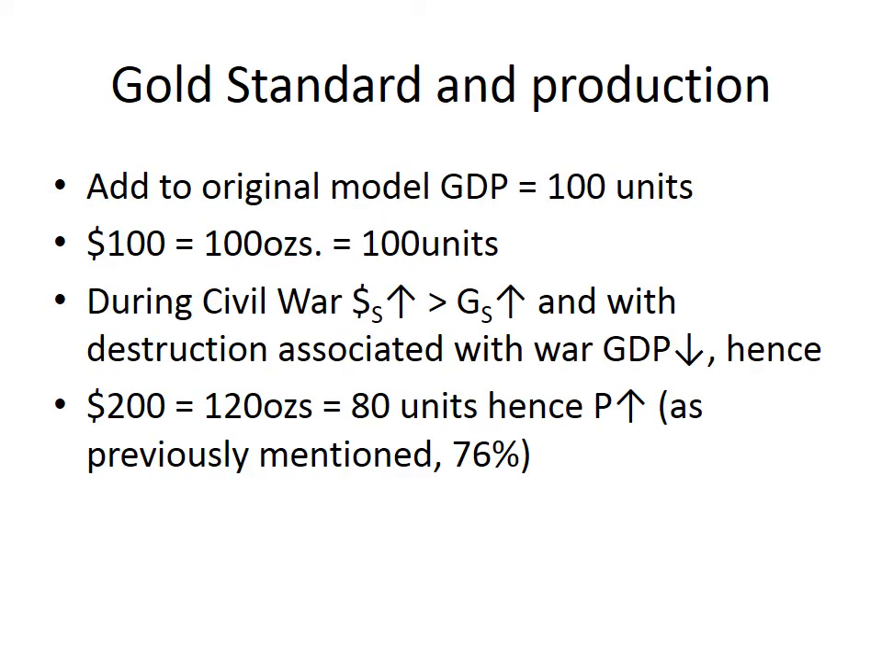Into this mix, now into the gold standard, we're going to put also the other variable, production. Okay? Let's add this to our original model from the first slide. Okay? And we're just offering a little bit of a numerical example. It makes it a little bit easier to see what I'm talking about. We have $100, 100 ounces of gold, 100 units of output, whatever that output may be.